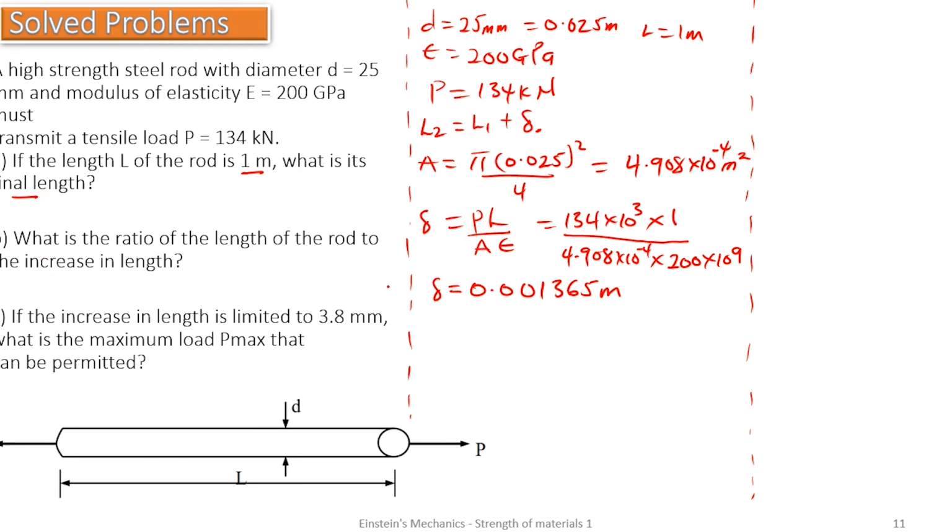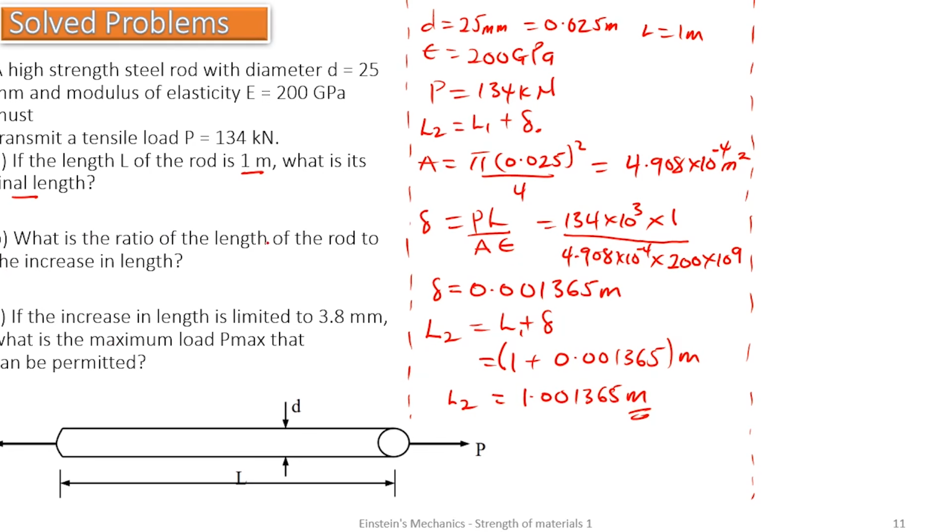Therefore, final length L2 is L1 plus the deflection, which is going to be 1 meter plus 0.001365 meters, meaning our final length L2 will be 1.001365 meters. Very good.